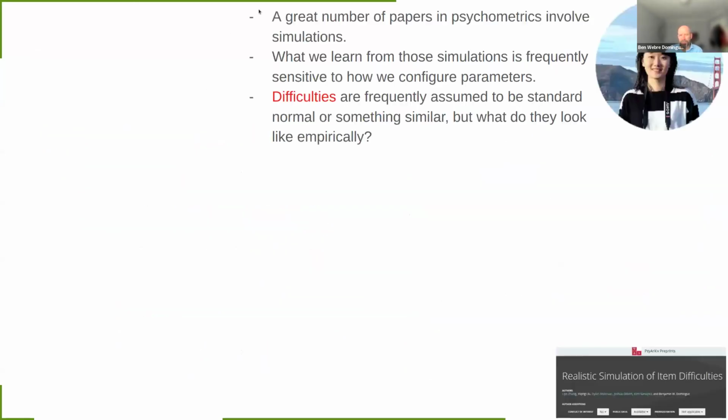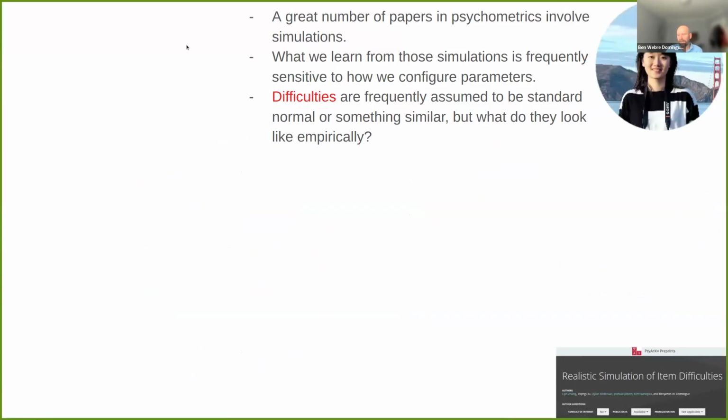The first example I want to give comes from Lijun Zhang, who's my collaborator at Stanford. This is based off the following observation. A lot of work in psychometrics involves simulations, and what we learn from those simulations is often sensitive to how we configure parameters. In particular, difficulties in the item response theory sense, or intercepts in a factor analysis sense, are frequently assumed to have some standard normal distribution or something like that. There's some assumption made about how those difficulties are distributed, and what we wanted to analyze was how they actually look empirically.